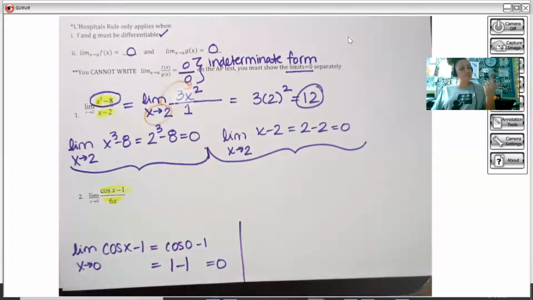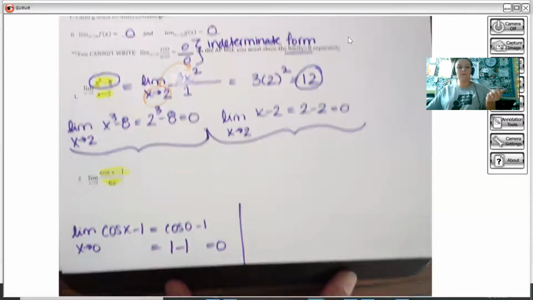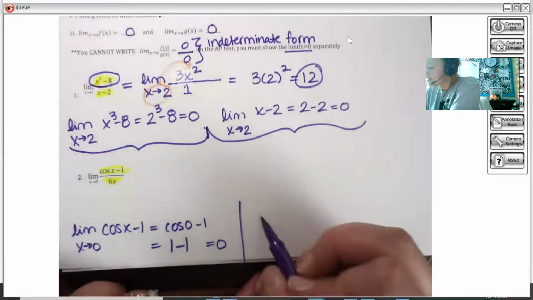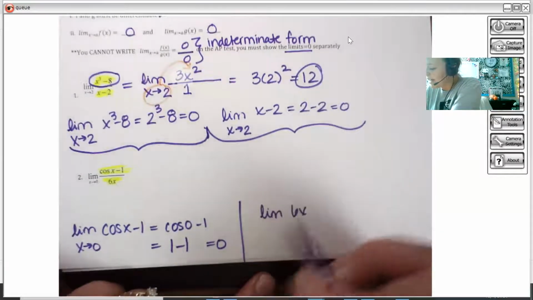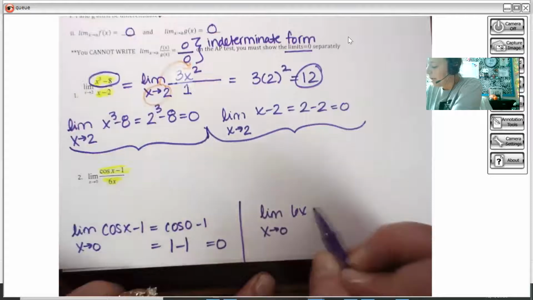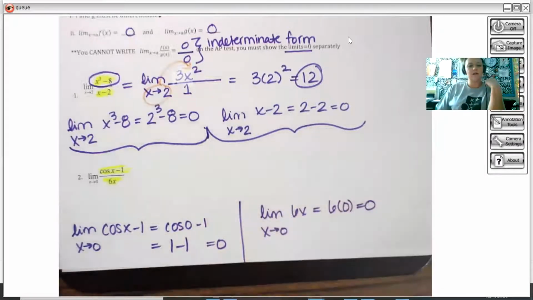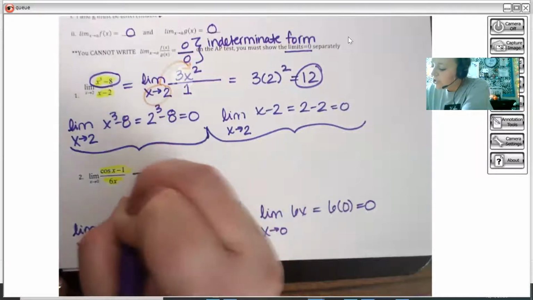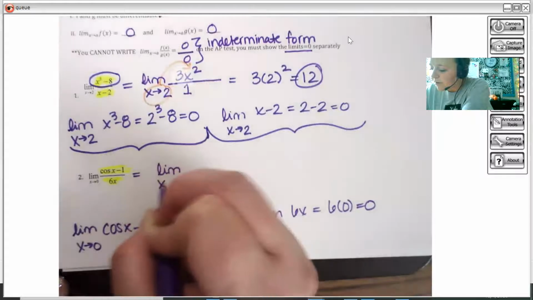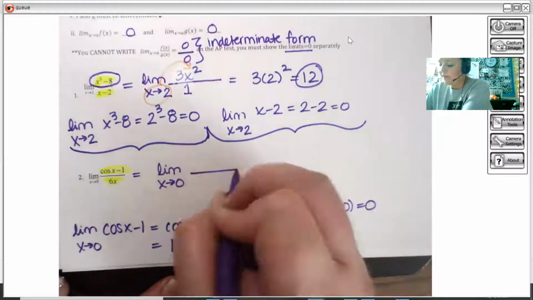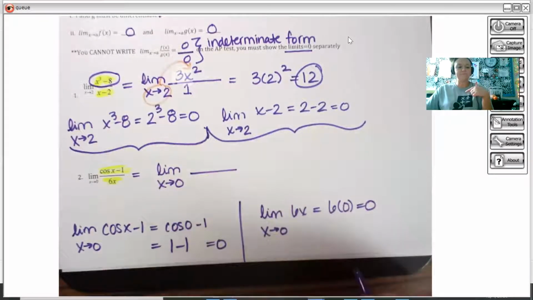Then I'm going to check the limit for the bottom. Well, my bottom function is just 6x. So the limit of 6x as x approaches 0, I plug in the 0, 6 times 0, which is 0. So my top limit came out to be 0, my bottom limit came out to be 0. Then that means that I can now use L'Hopital's rule on this guy. So I'm going to retry my limit as x approaches 0, but I'm going to take the derivative of the top and the bottom.